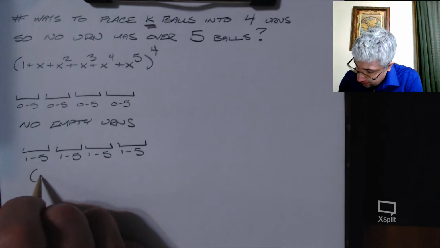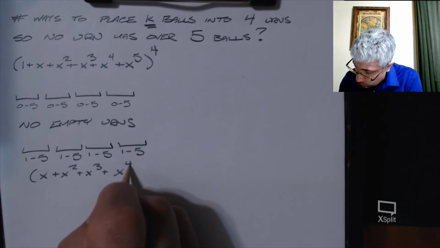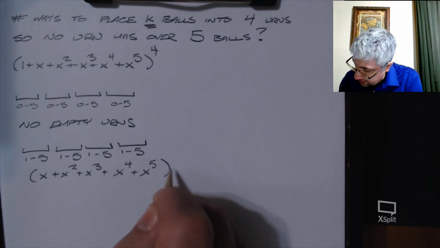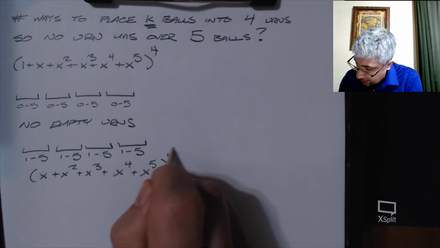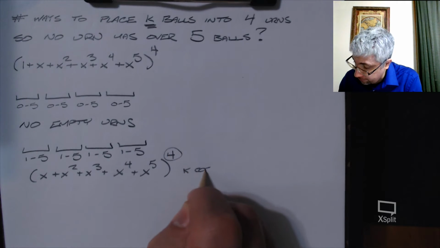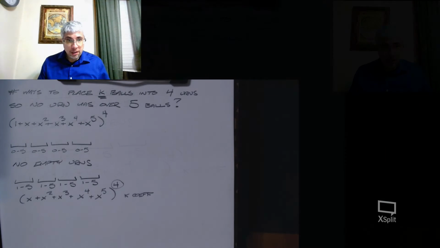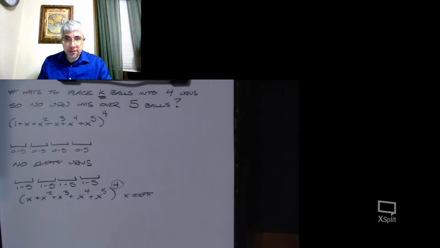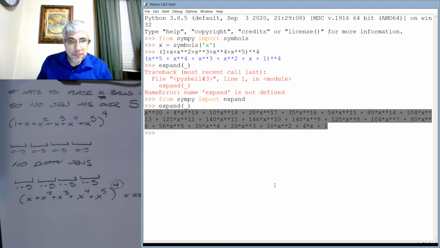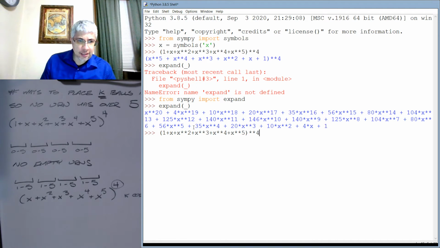So that's going to give me something like this for each one of these individually. And then I have 4 for my number of urns. And then I look at the k coefficient. And that's going to give me my answer. So let's try that as well. What I will do is I'll just go back to here. I'll get rid of that, and I'll toss in an expand.